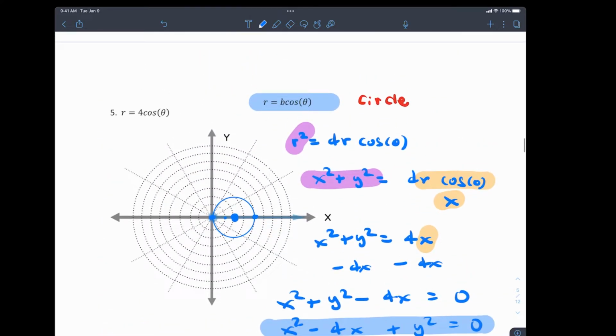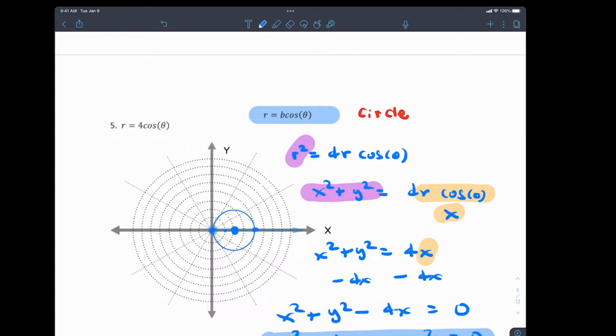And, you know, sometimes what books will do, they write it this way. They'll say x will be, let me do this.